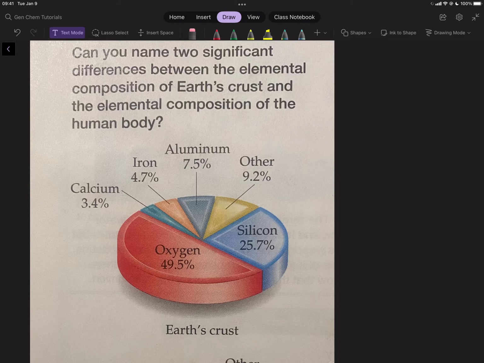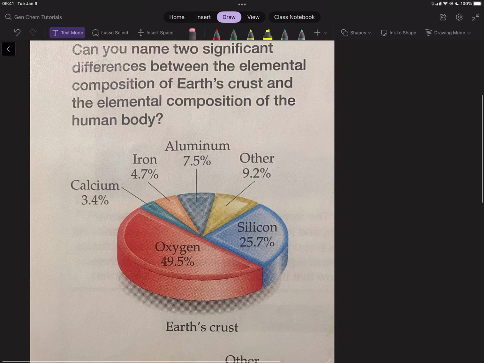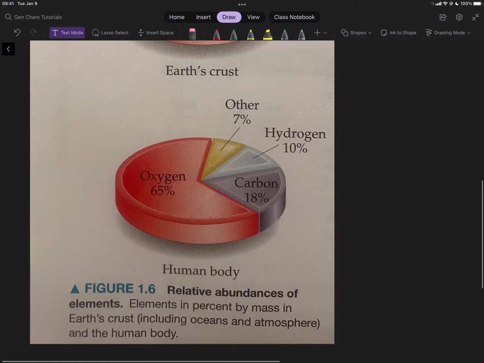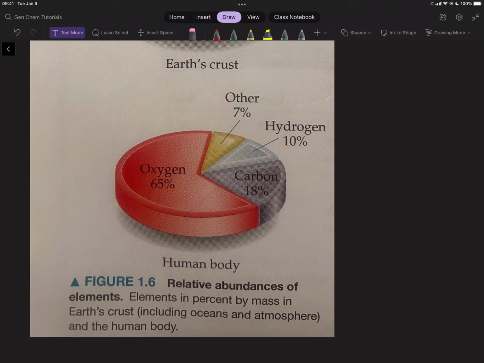Nonetheless, we see with Earth's crust, the most predominant element is oxygen, roughly 49.5%, followed by silicon, 25.7%. The other section at 9.2%, we don't know what that means. That could represent several different elements. So let's say oxygen, silicon, and aluminum are the three major constituents in Earth's crust. Then below, we have the pie chart for the human body. Major constituents, top three: oxygen, carbon, and hydrogen.